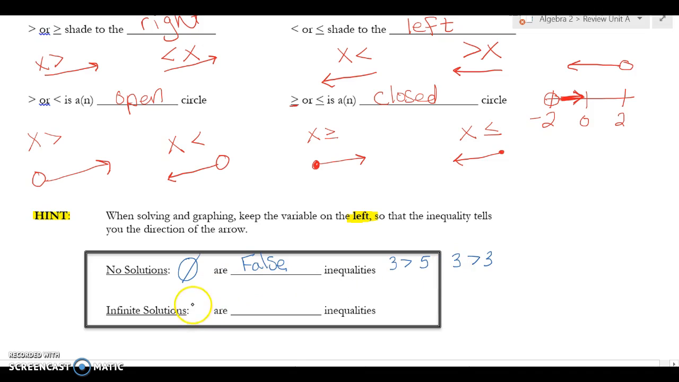An infinite solution, remember, that's our all reals, is a true inequality. So that would be something like 3 is less than 5, or 3 is greater than or equal to 3. Because I threw in that equal sign, that made it true. Without that equal sign, it would be false.